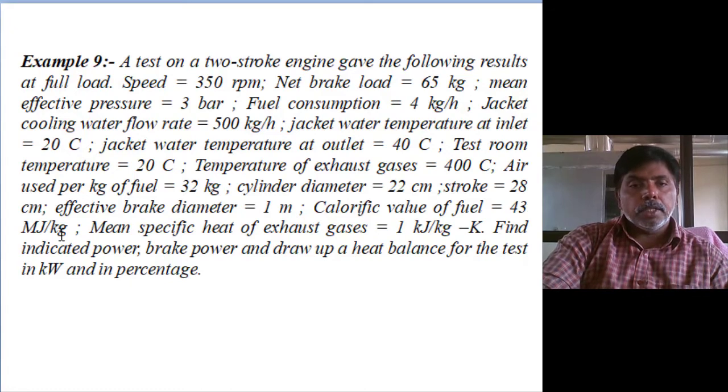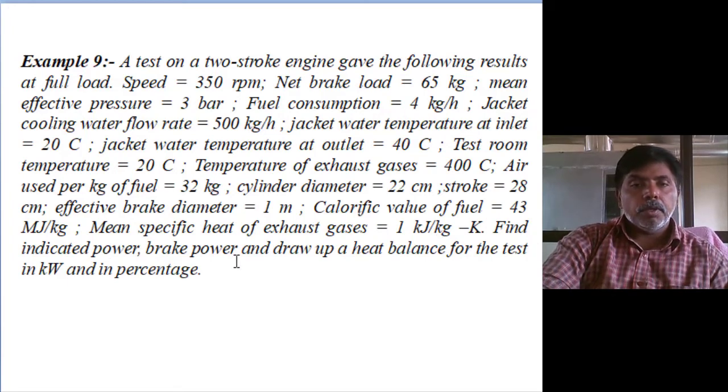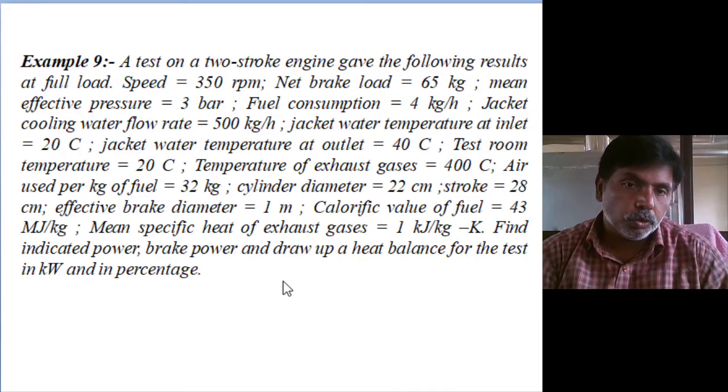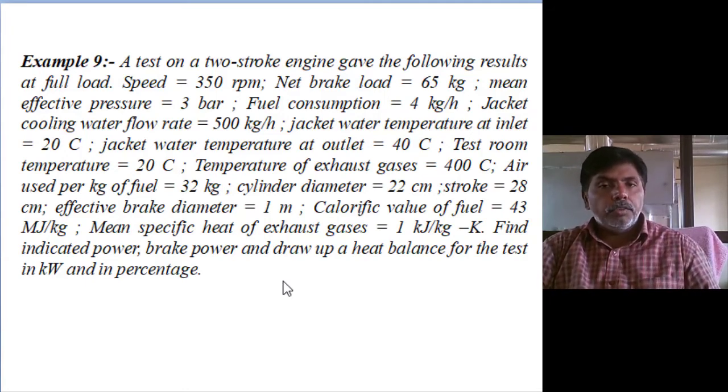40 megajoules per kg, which means 43,000 kilojoules per kg. Mean specific heat of exhaust, specific heat Cp, is 1 kilojoule per kg Kelvin. Find the indicated power, brake power, and draw the heat balance for the test in kilowatt and in percentage. So looking at the problem, it looks like a big problem. Net brake load they gave, fuel consumption they gave, speed they gave, 2-stroke engine.